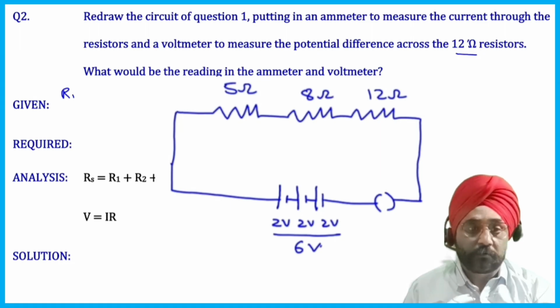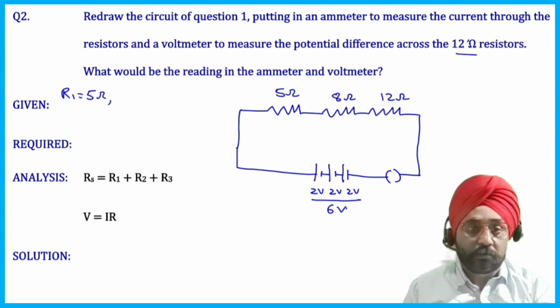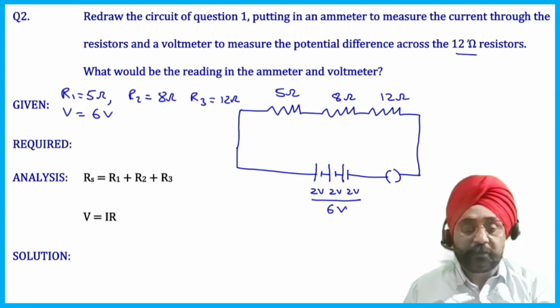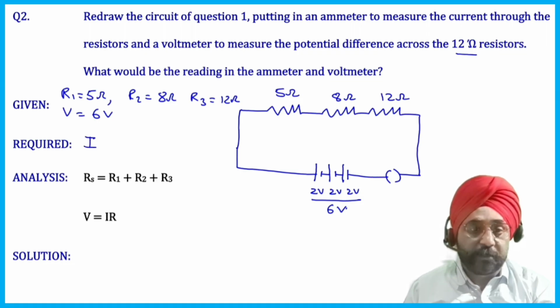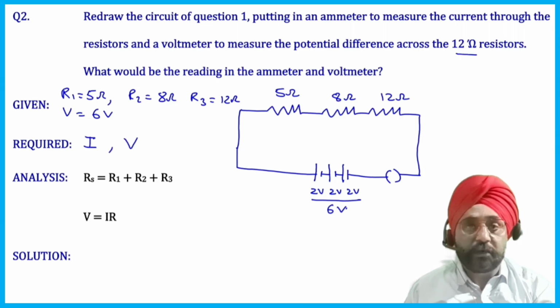Now given is R1 = 5 ohm, R2 = 8 ohm, R3 = 12 ohm. Potential is 6 volt because in series connection potential adds up. What is required? We need to find the readings of the ammeter and voltmeter, that is, current and potential difference.